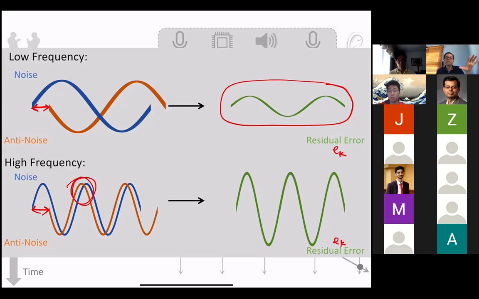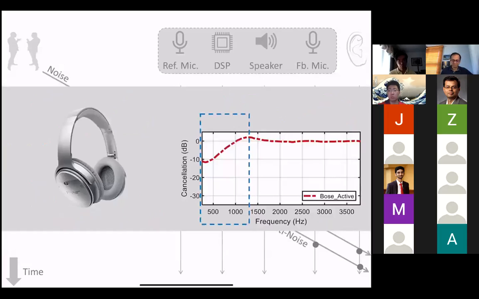So lower frequencies, you are not too bad. Higher frequencies, you're in a bad situation. I hope now this explains why lower frequencies you cancel reasonably well, higher frequencies things get bad. Questions?